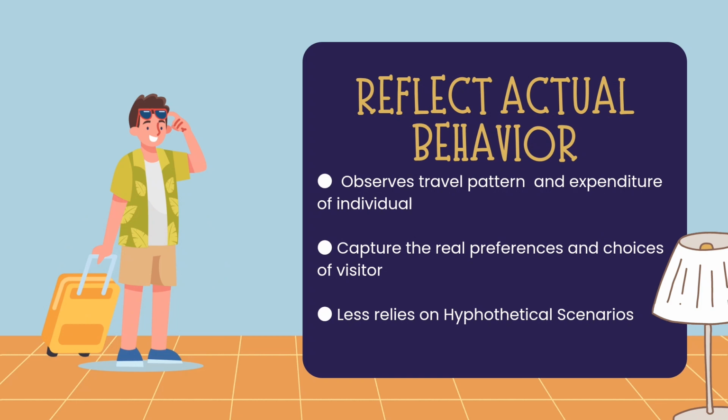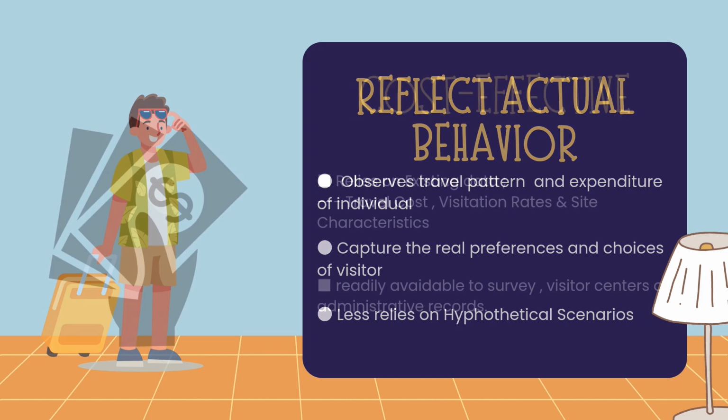The second one is that it reflects actual behavior. The travel cost method relies on observed travel patterns and expenditures of individuals who choose to visit recreational sites. By examining their actual behavior and associated costs, the method captures the real preferences and choices of visitors. This makes the evaluation more grounded in reality and less reliant on hypothetical scenarios.